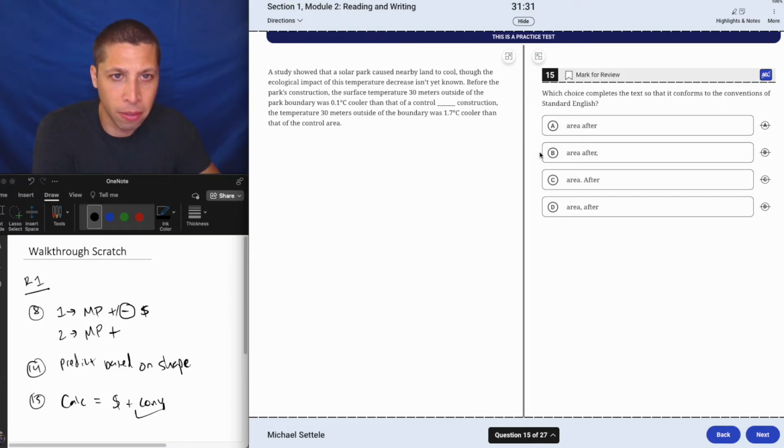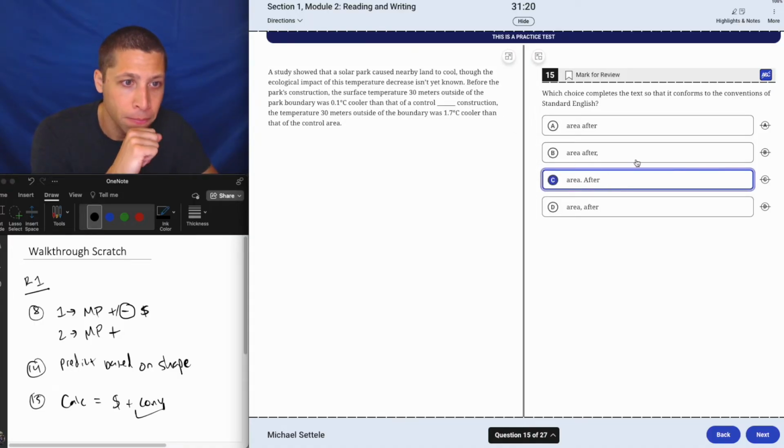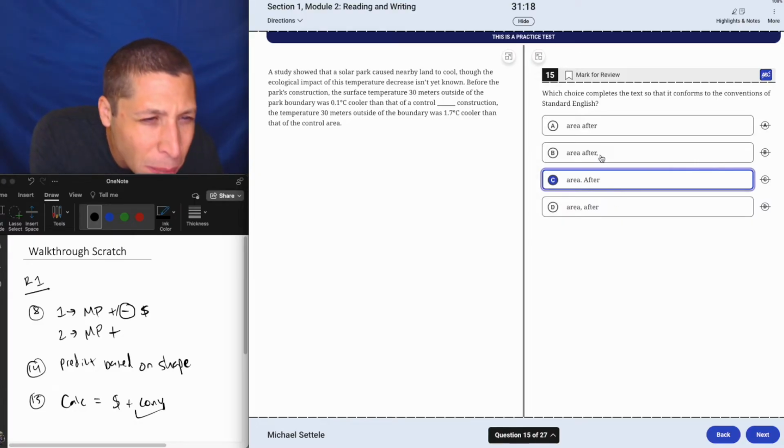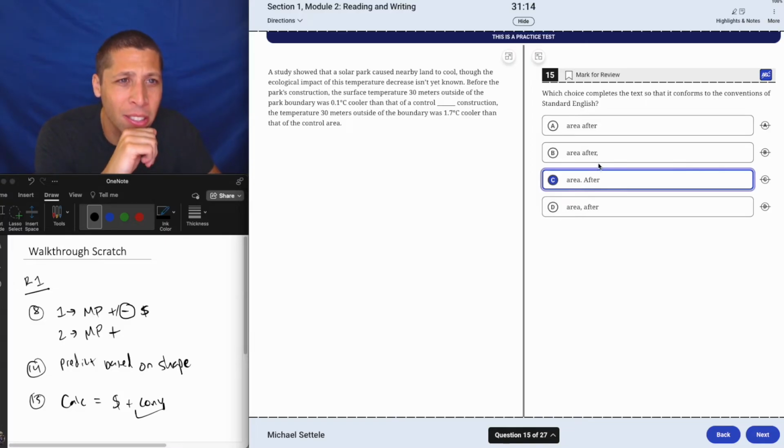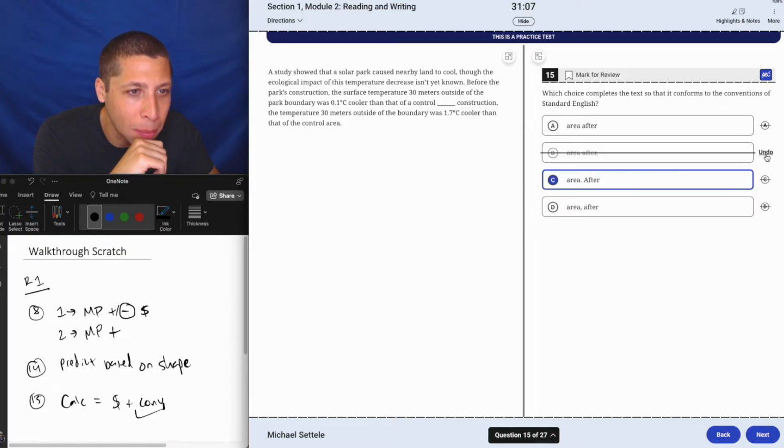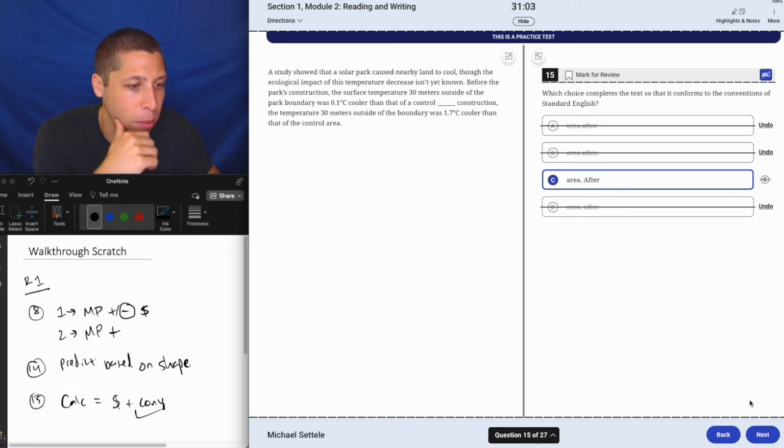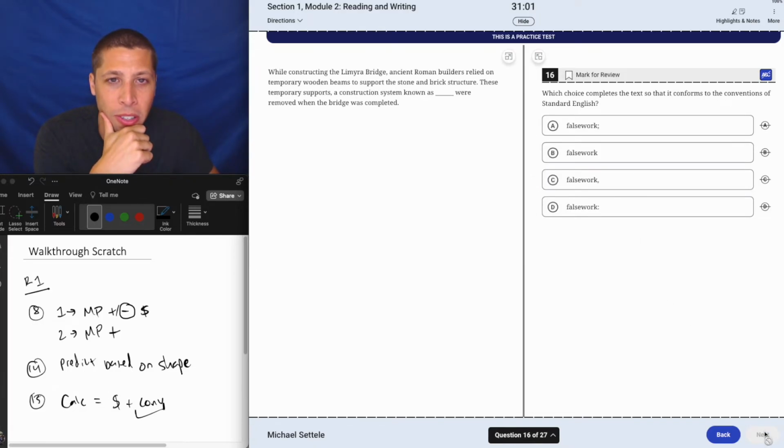I don't know about this after. That sounds like a sentence. After construction, the temperature 30 meters outside of the boundary was 1.7 degrees cooler than that of the control area. So it seems like just two sentences, right? Would the after, right? Is that a semicolon? Oh, it's a comma in B. Oh my God. See, this is too tiny on my screen. That looks like a semicolon right there. But nope, it's not. It's a comma. This is a comma. This is nothing. So no choice. It's two sentences. We need a period. Okay. I don't know why. Oof, that's hard to see.